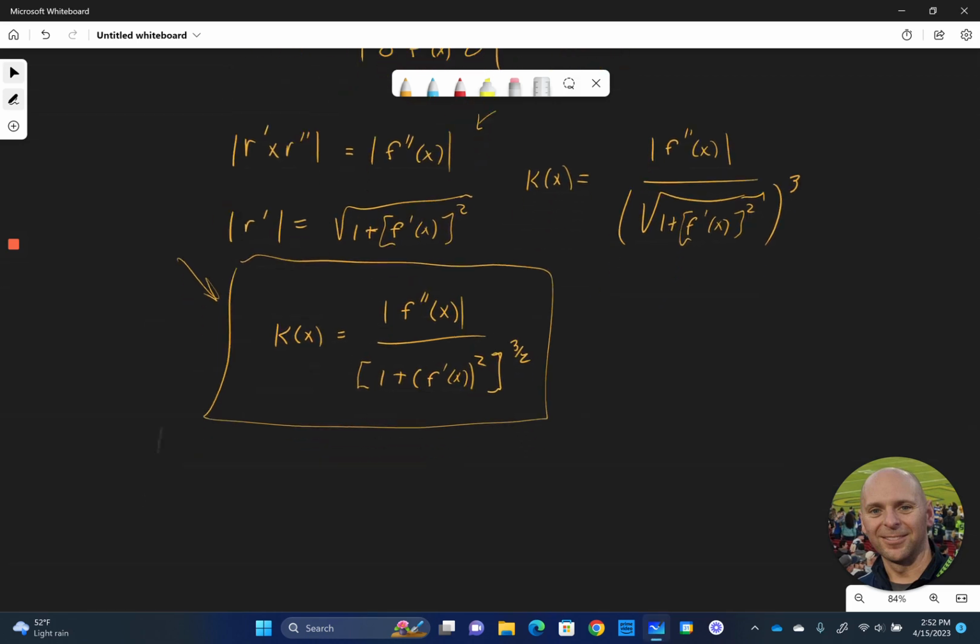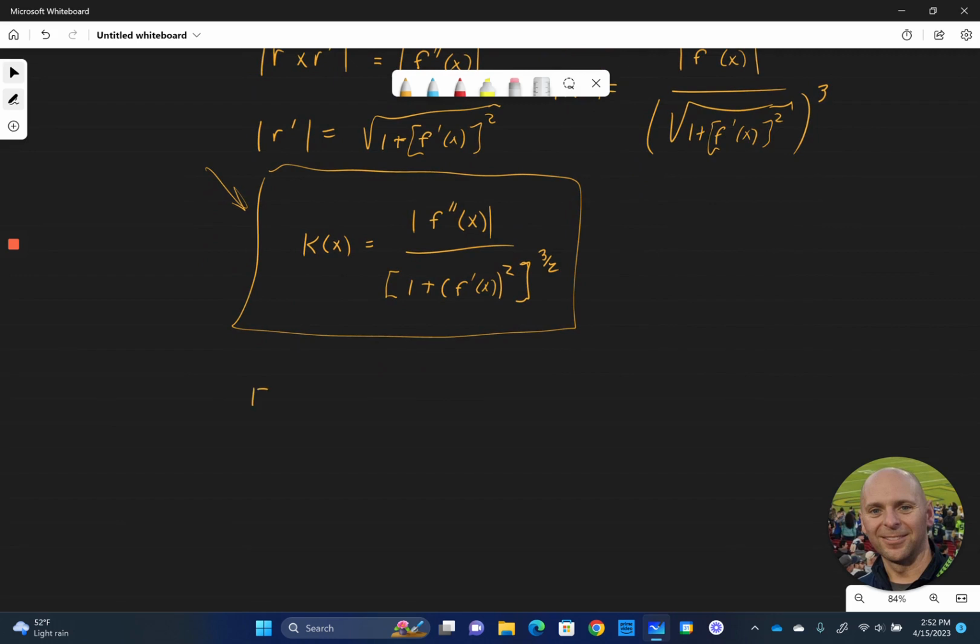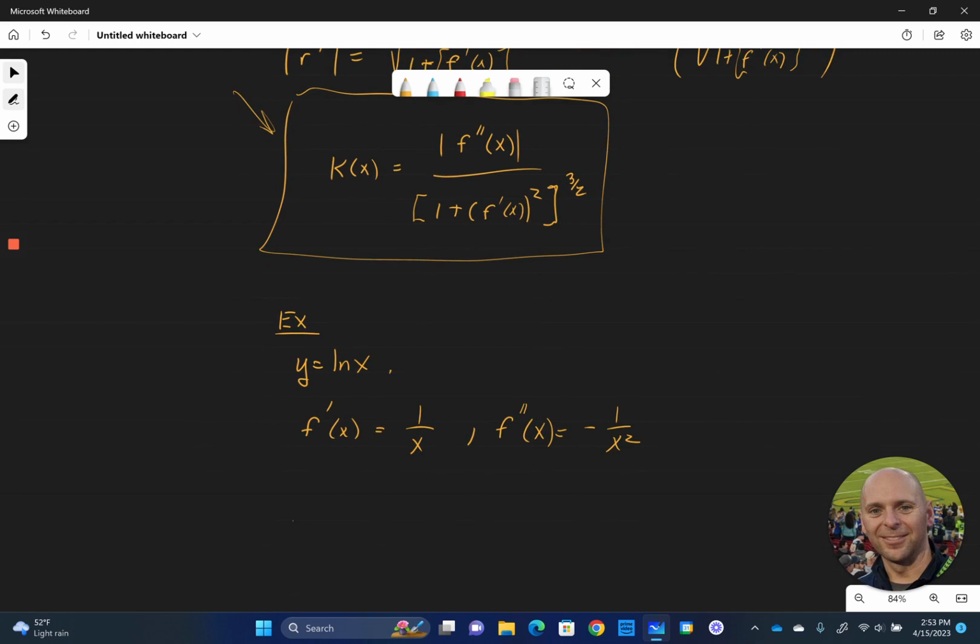So now if we want to work through an example, we can do that. And here what we'll do is we'll take y equal to the natural log of x, and we'll go ahead and find that curvature. So we're going to need f prime, or y prime, either way. Derivative of ln of x is 1 over x, and we also need f double prime, which is negative 1 over x squared. And now it's just a matter of plugging them into our formula above.